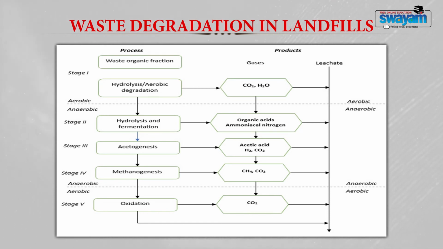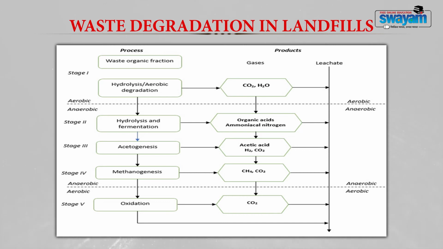Organic acids and ammoniacal nitrogen are produced. At the end of the hydrolysis or fermentation phase, your acetogenic bacteria start growing, and this shows the beginning of your acetogenic phase. In the acetogenic phase, your organic acids are converted into acetic acid, hydrogen and carbon dioxide. At the end of the acetogenic phase, the acetogenic bacteria will be replaced by your methanogenic bacteria, and the acetic acid and hydrogen that are produced will be converted into methane and carbon dioxide. This phase shows the end of the anaerobic degradation phase.